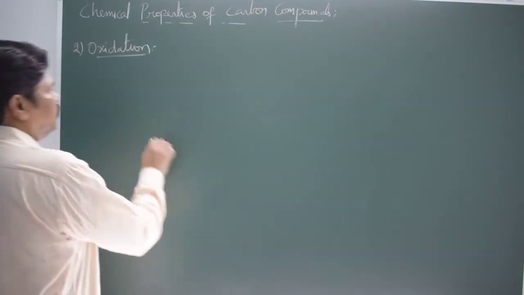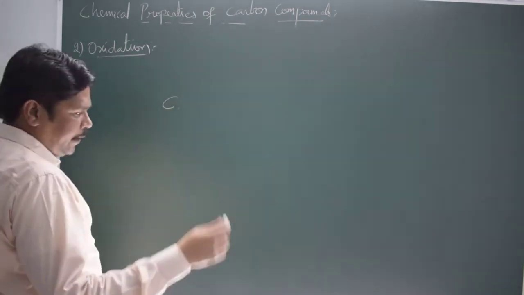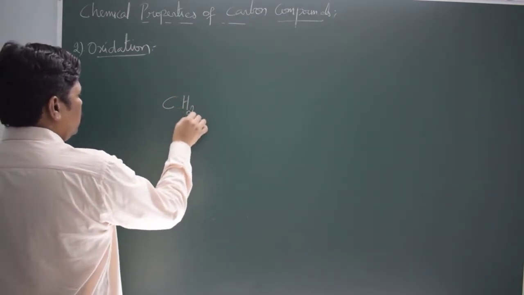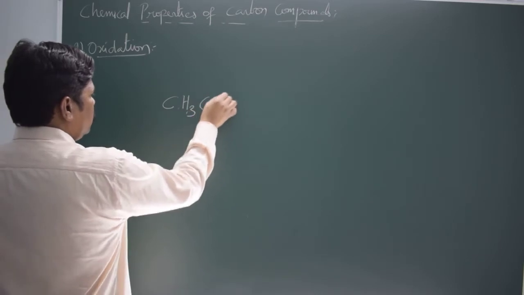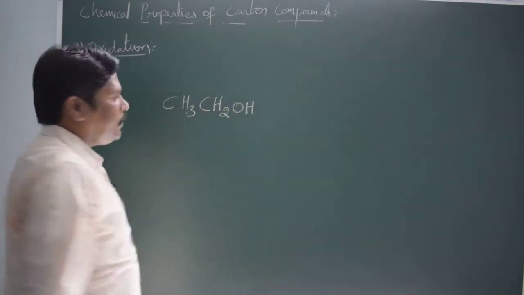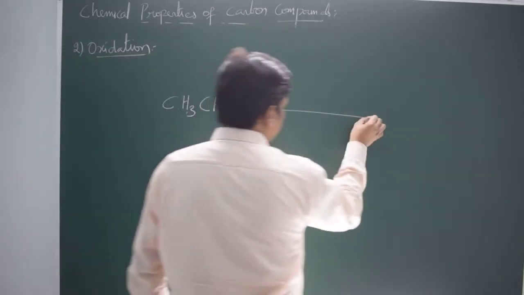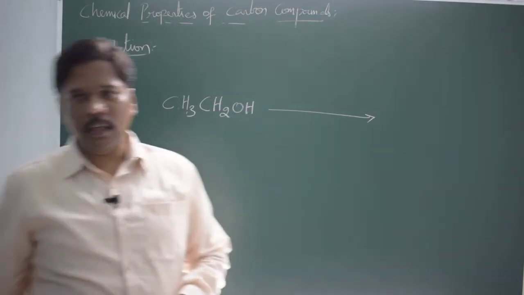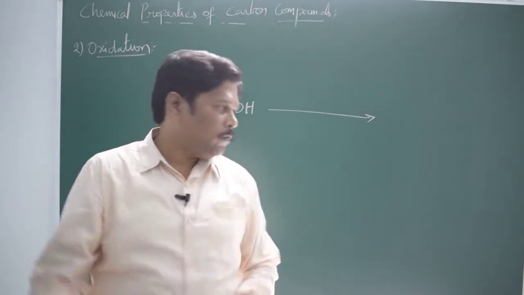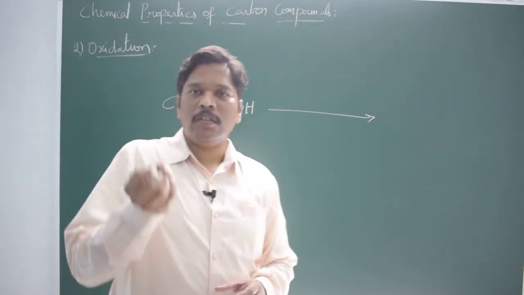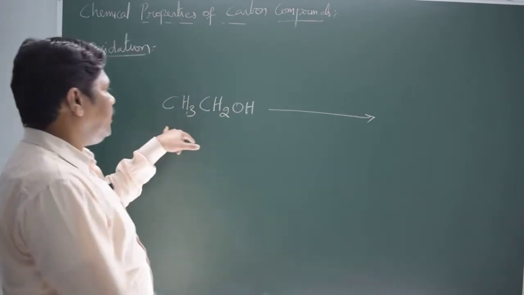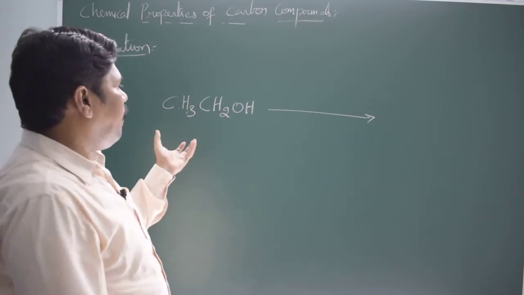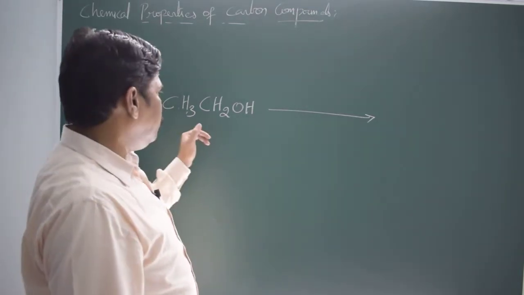So ethanol, C2H5OH. I'm going to write it as CH3CH2OH, which is ethanol. It will be oxidized into ethanoic acid. We have seen combustion is also an oxidation, but it's a complete one. This oxidation is a partial oxidation, just adding oxygen. So ethanol is what we are going to oxidize. When oxygen is added to it, it forms ethanoic acid.